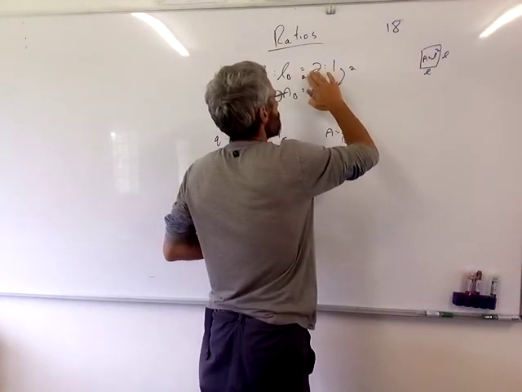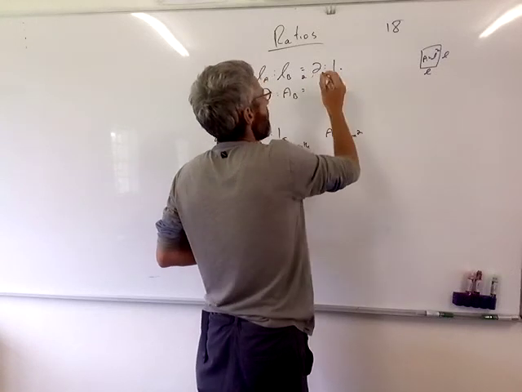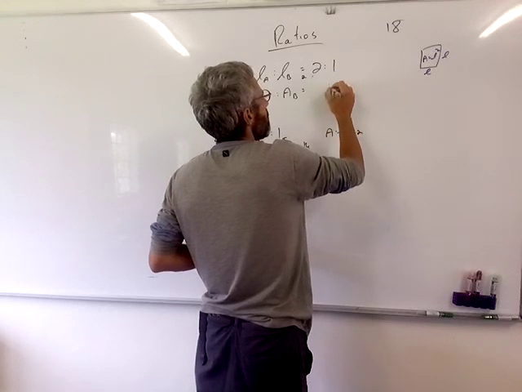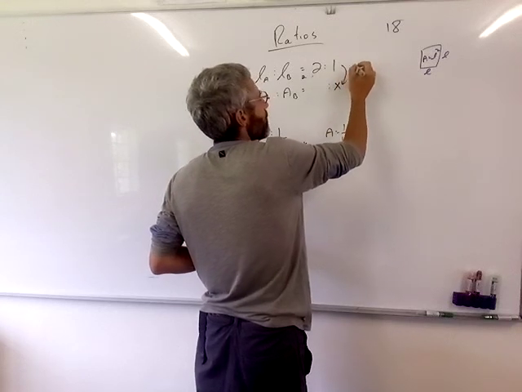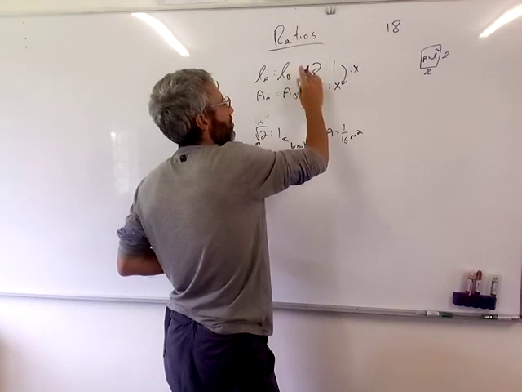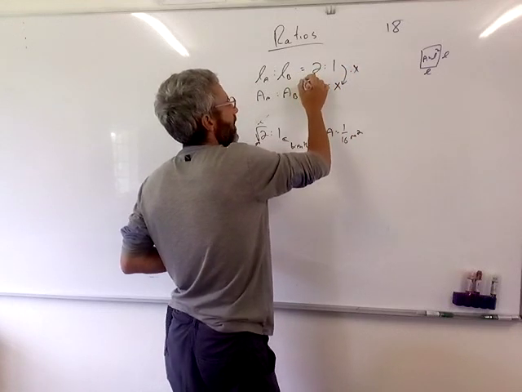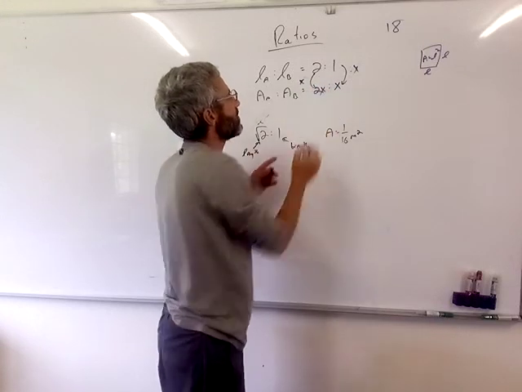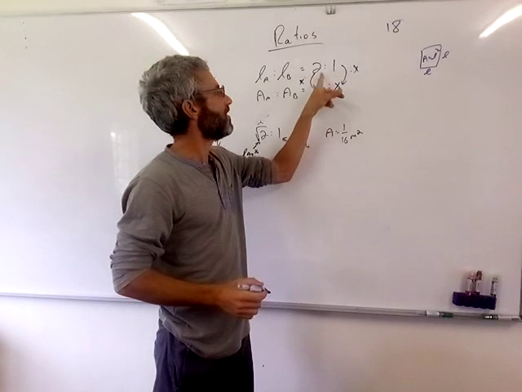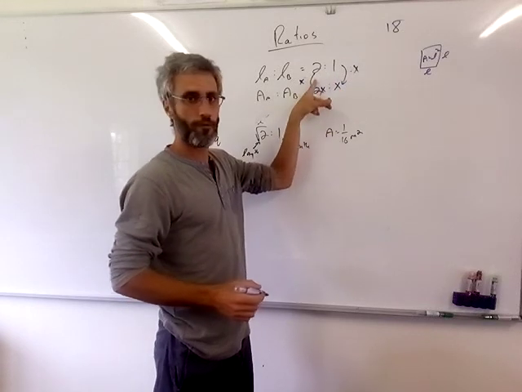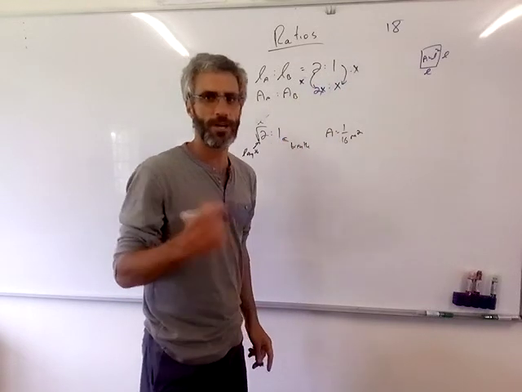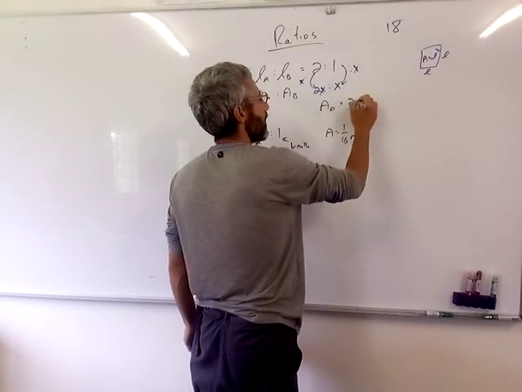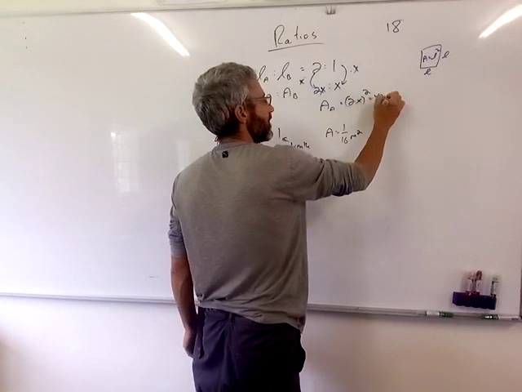Let's say that the length of B is x. Well, if I multiplied 1 by x, then I must also multiply 2 by x. So the length of A is going to be 2x. If the length of B is x, the length of A is going to be 2x. But now let's look at the area. The area of A is going to be (2x) squared, which is 4x squared.